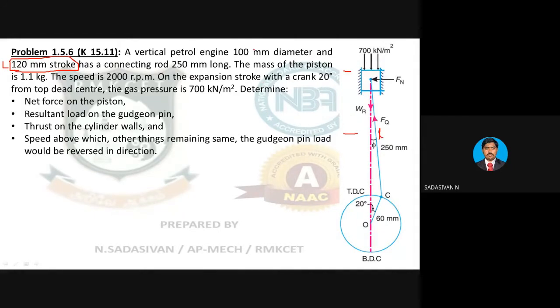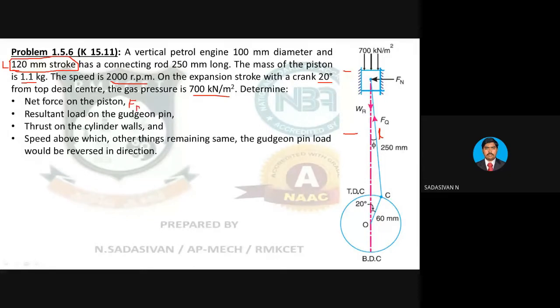So the connecting rod is 250 mm long, mass of the piston is 1.1 kilogram. So mR, the mass of the reciprocating parts, is 1.1 kilogram, at 2000 RPM. So find omega out of that. On the expansion stroke with crank angle theta of 20 degrees from the TDC, gas pressure is 700 kN per meter square. Determine the net force on the piston. So this is FP.